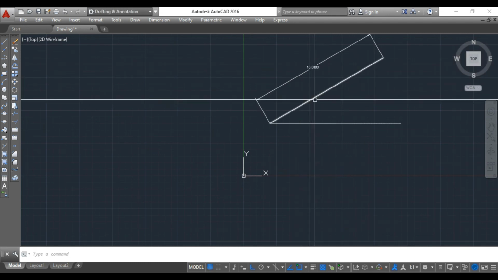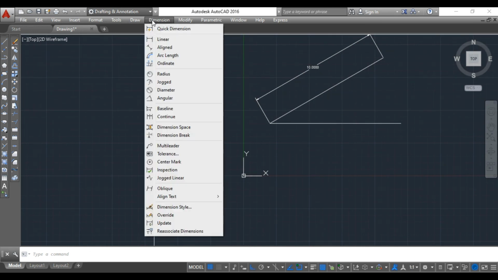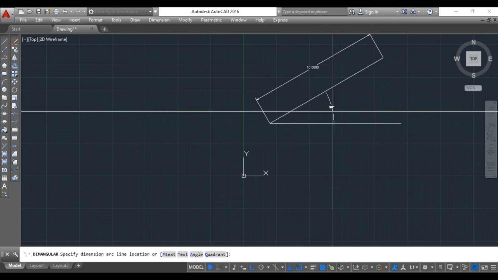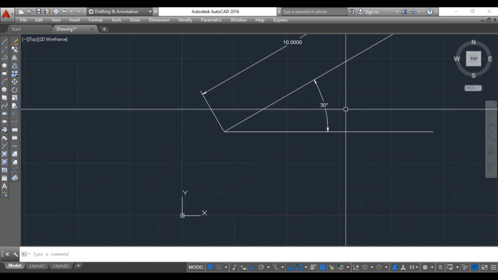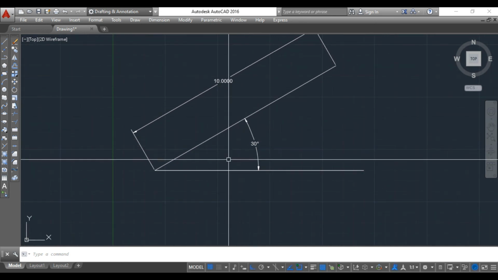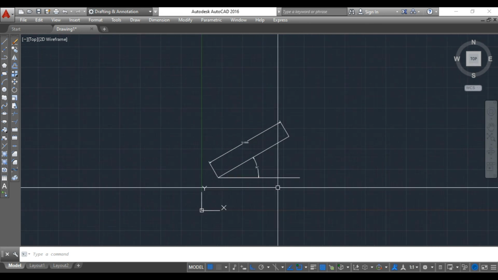If you want to check the angle between these two lines, again you need to go to the dimension. Here you are going to get the angular. You select this one, it is asking you to select an arc, circle or a line. So this is my first line and it is asking for the second line. If you just drag here, you can check out that this is a 30-degree angle of 10 length. This is how you are going to draw a line with the help of the relative polar method.